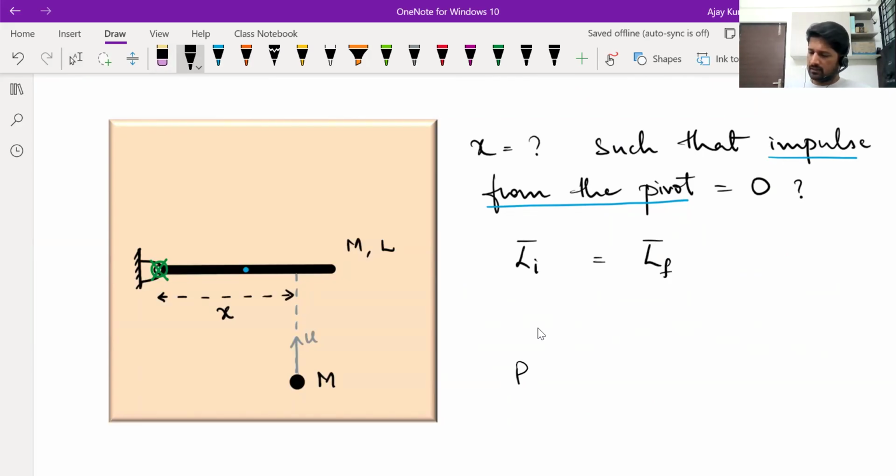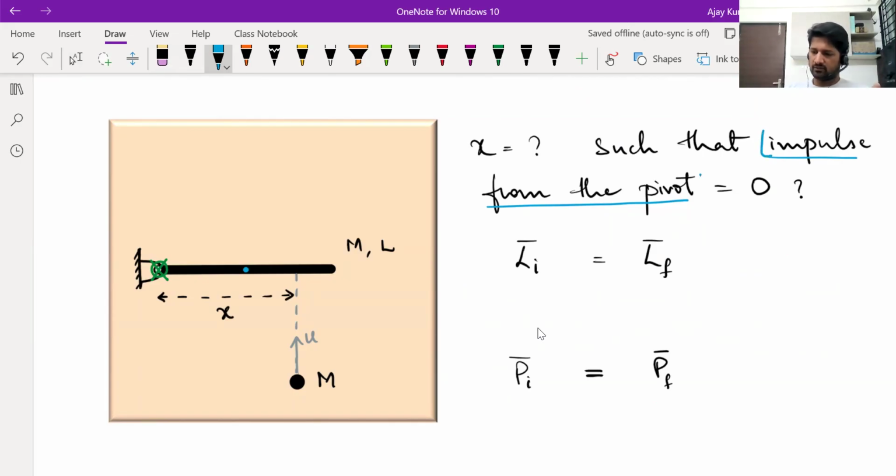And initial linear momentum is equal to final linear momentum this time, because it is given to you in the question that the pivot should not exert any force. So understand what all you are expected to be able to do if you want to get into IIT.